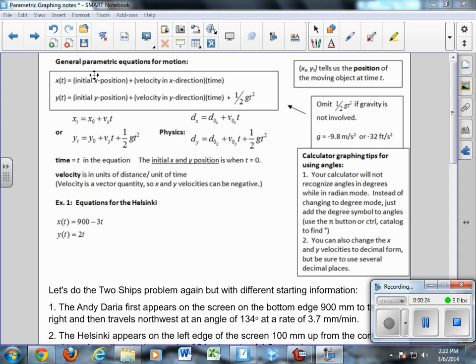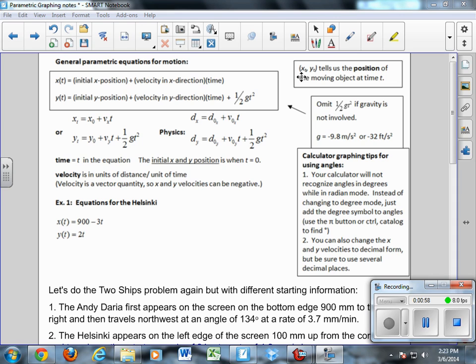X of t is some initial x position plus the velocity in the x direction times time. Y of t is the initial y position, plus velocity in the y direction times time, plus 1/2 gt squared, which is the acceleration due to gravity if gravity is involved. In the ships in the fog problem, gravity is not involved. The ships are not being thrown in the air or launched, they're just sailing along the water, so we don't use this term. But if we're doing projectile motion, throwing a ball, launching a rocket, that kind of thing, we would include this term.